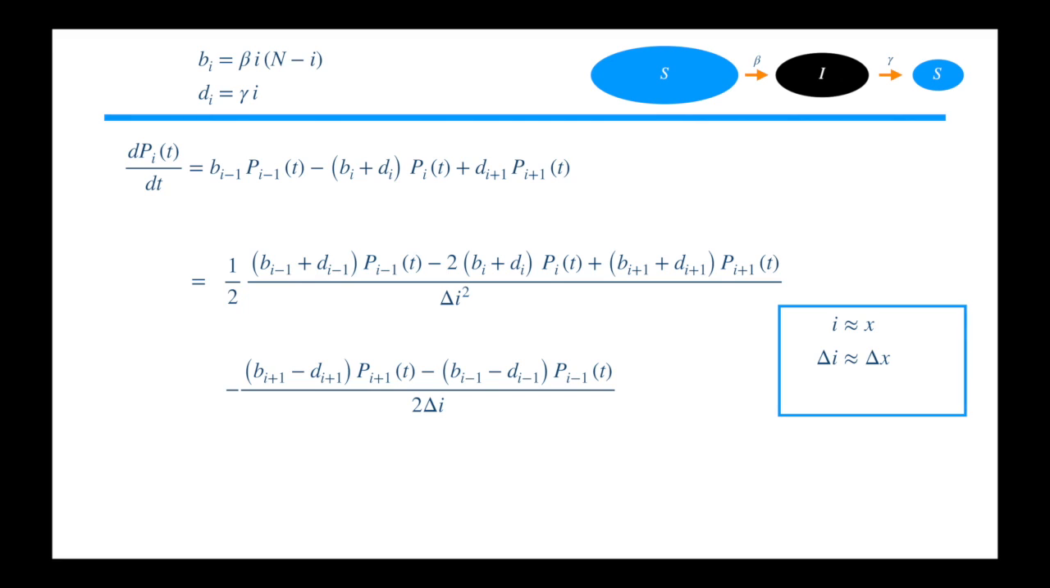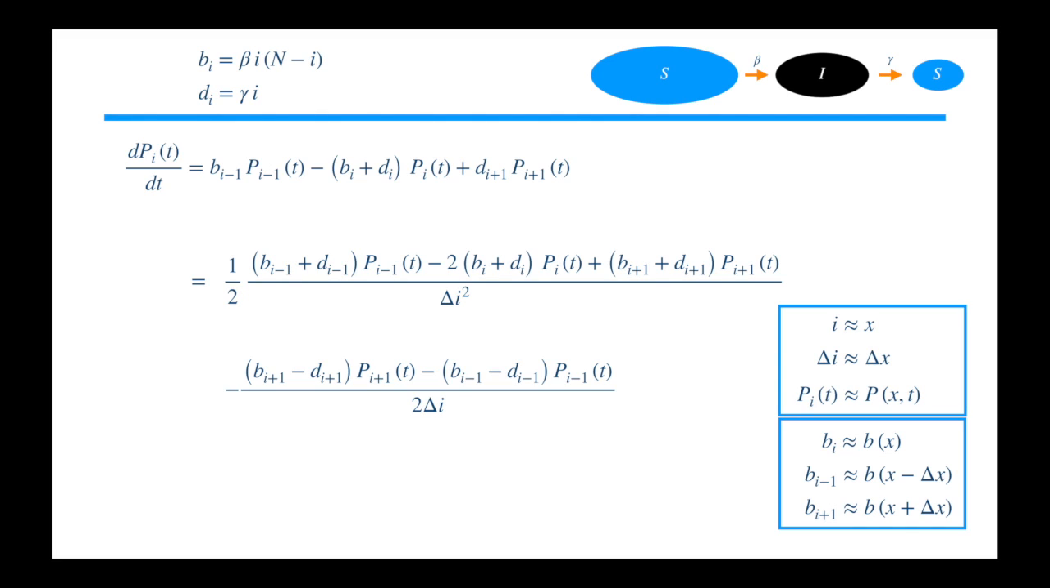And we remember that in diffusion processes, we write the probability as a function of x and t, as opposed to a function of t indexed by I. Similarly, the b will become a function of x, and the b_{i-1} will then be b of x minus delta x, because the step size is now delta x instead of delta I equal to 1, and analogously, b_{i+1} becomes b of x plus delta x. The same interpretation applies to the d's. If we make the replacements and then let delta x become very small, the left-hand side is easy.